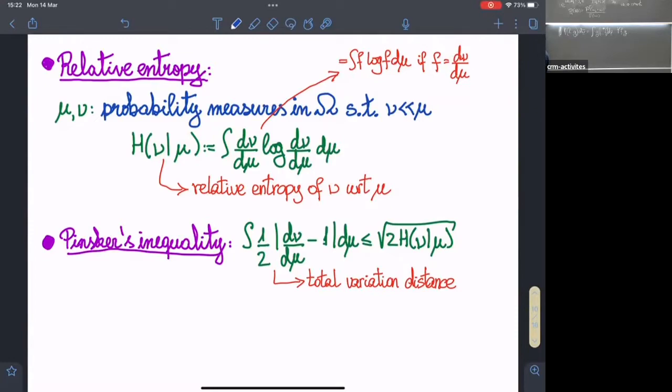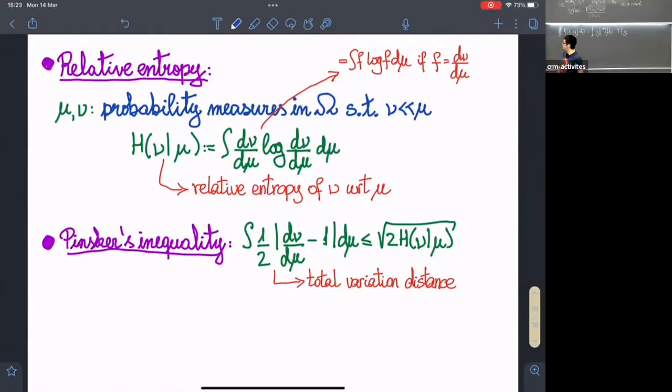It does satisfy something, no? So it satisfies Pinsker's inequality. Pinsker's inequality tells you that you can estimate the total variation distance between two probability measures in terms of the relative entropy. The total variation distance is just one half of the L1 norm, the L1 distance between these two guys. And of course, there are reasons why we define it like that. It's a very meaningful definition from a probabilistic point of view, and it has to have the one half. That makes it even nicer.